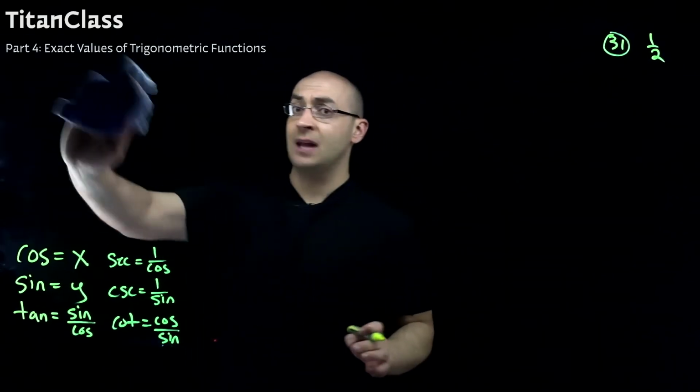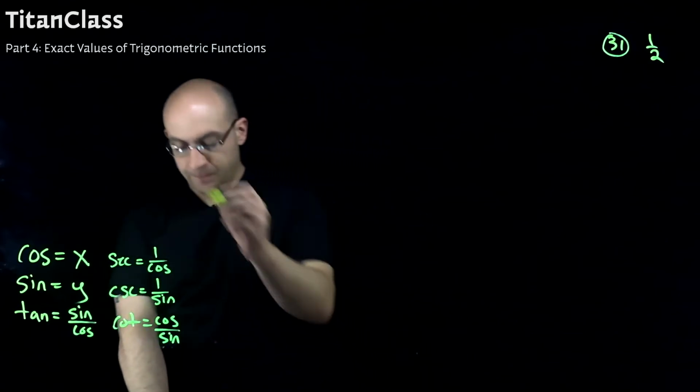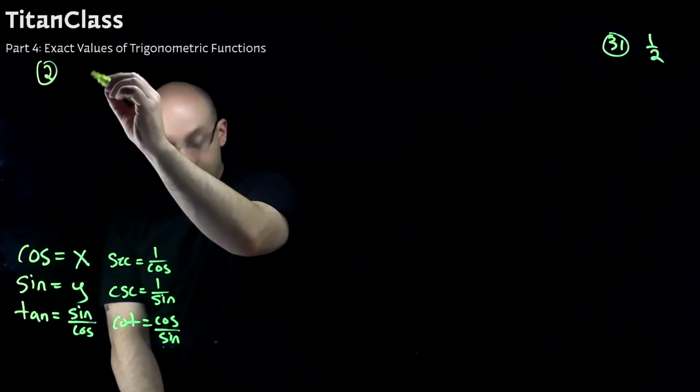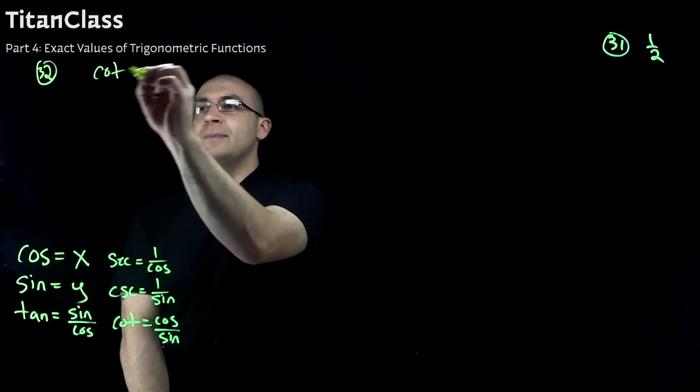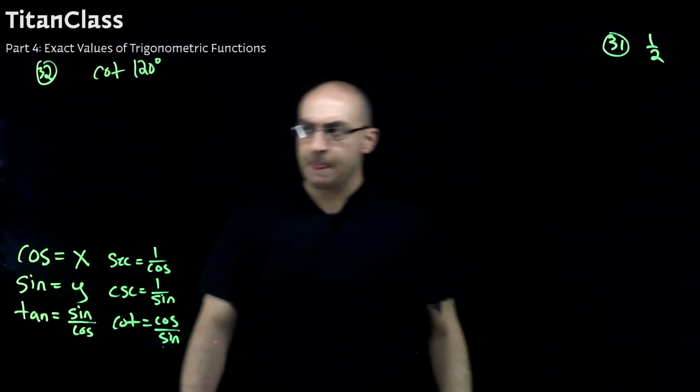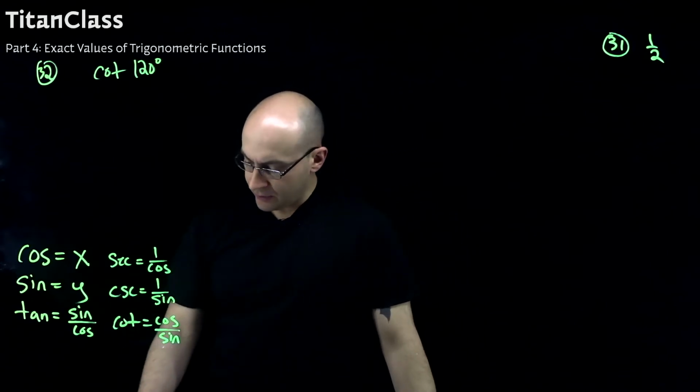Again, cosine, sine should not be terribly difficult. Sorry, 32. This is a different sheet. 32, we jump into something really crappy. Cotangent of 120 degrees. Okay, now, cotangent of 120 degrees.